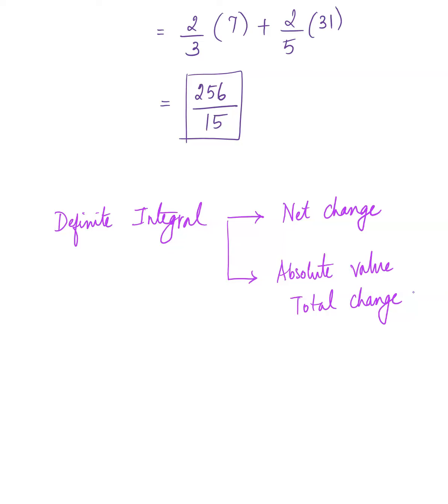The only difference is that you throw in absolute value if you wanted the total, and you will keep it as it is if you wanted the net. Okay.